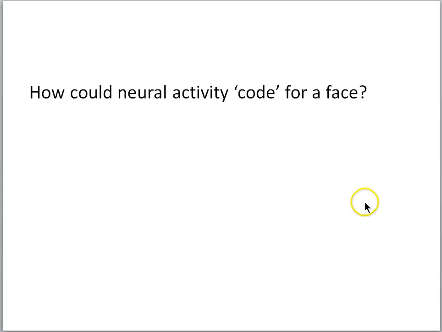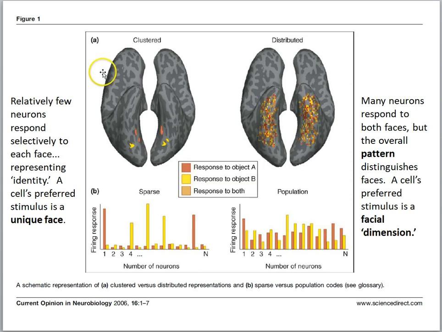In part 2 of the face coding lesson, we'll try to get a feel for how neural activity might code for a face in a face region. Historically, there have been two views about this, the cluster view and the distributed view. In the cluster view, it's relatively few neurons that respond selectively to each face, representing identity. A cell's preferred stimulus is a unique face.